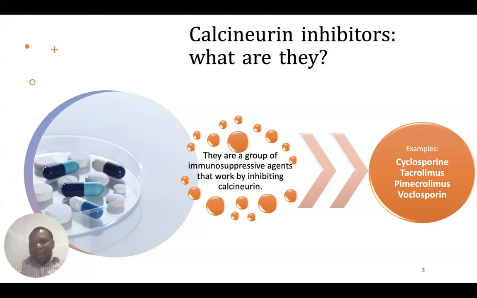We have examples such as cyclosporin, tacrolimus, pimecrolimus, and then voclosporin. Now, the last two are newer agents compared to the first two.